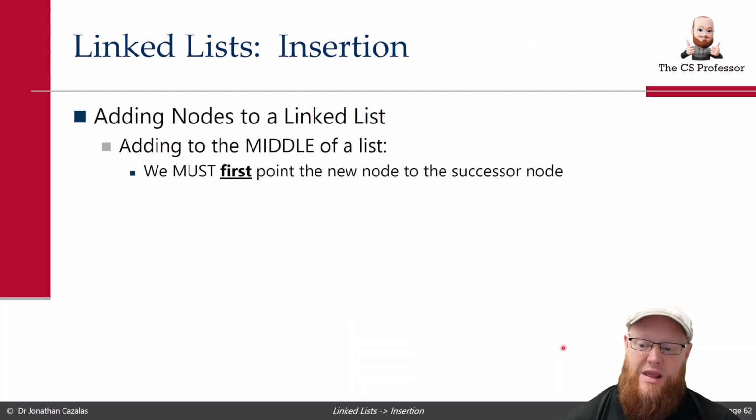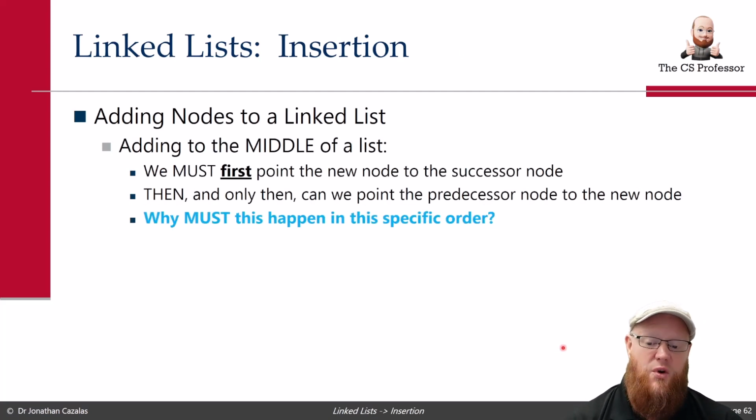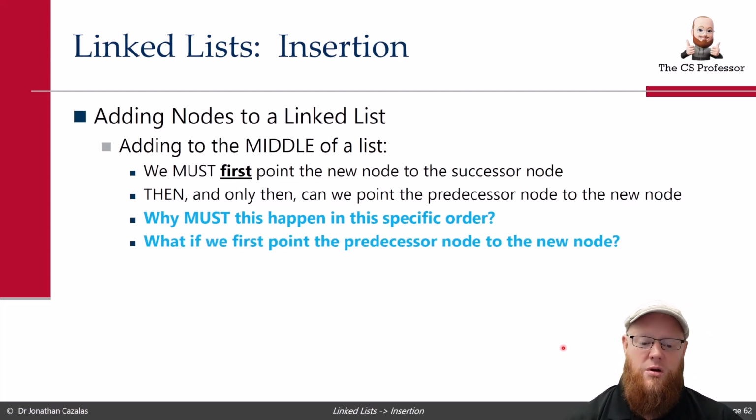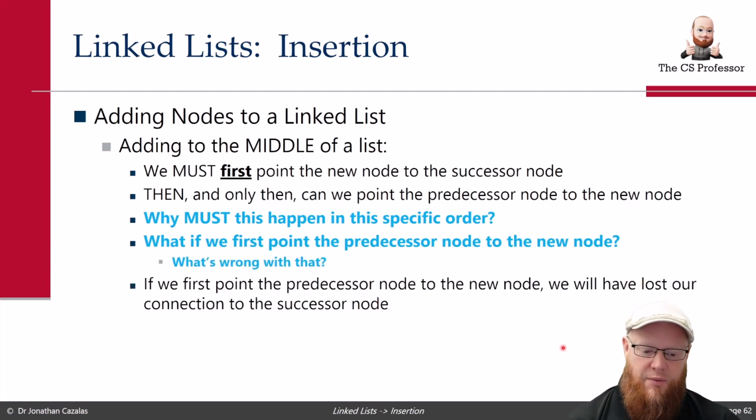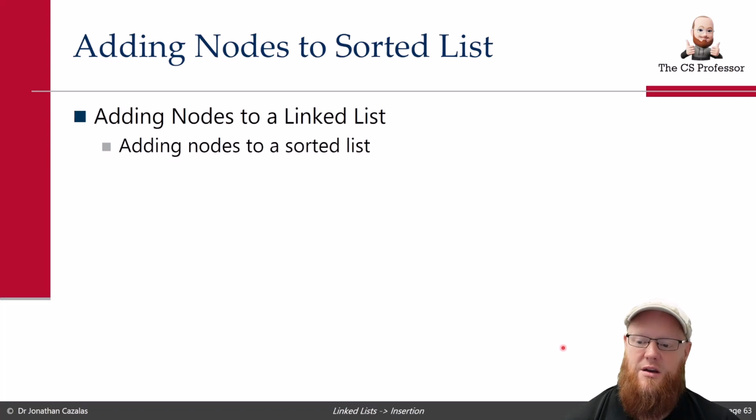You cannot do it in that order, and that's what this says. We must first point the new node to the successor node, then and only then can we point the predecessor to the new node. Why does it have to happen in that order? What if we first made the predecessor point to the new node? What's wrong? We would lose the rest of the list.